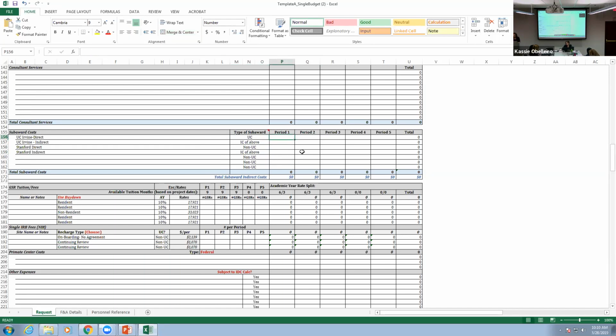All right, so I'm going to give you a little bit of time to enter these in. It says UC Irvine is going to be 10,000 direct and 10,000 indirect in year 1. And Stanford's going to work on the project in year 2, and their costs are 20,000 in direct and 15 in indirect.